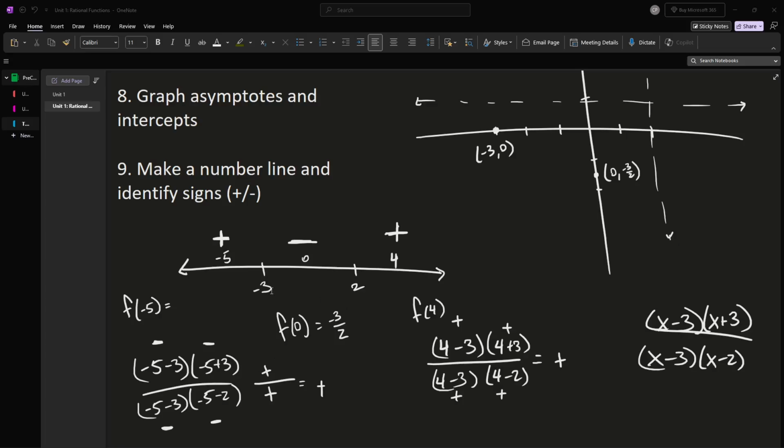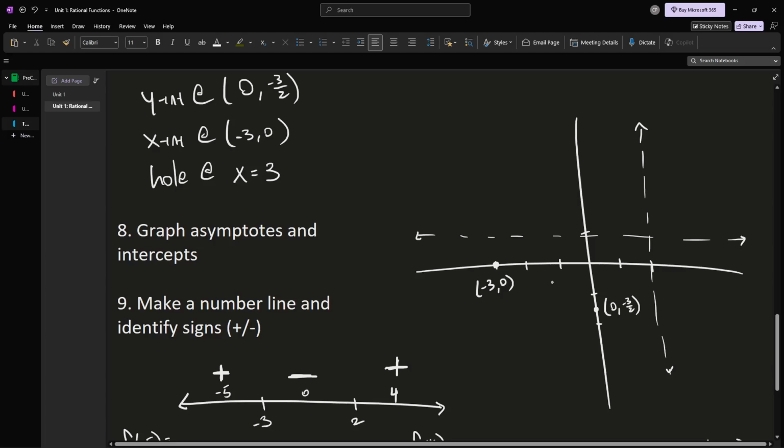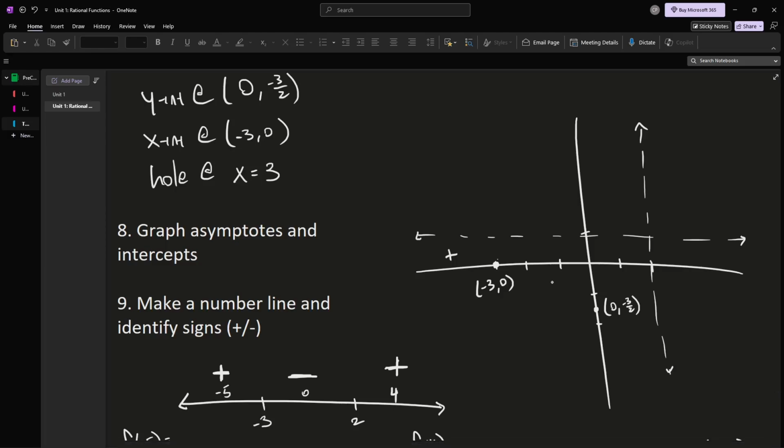Now, with my signs, I can plot on my graph, knowing that I must be positive in this section, positive here, negative in this entire section, and this entire section must be positive. I like to start from the points that I know. I must touch my x-intercept, and I must touch my y-intercept. So starting from negative 3, going to the left must be positive, and I must get close to my horizontal asymptote. So I'm just going to get close to it and flatten it out. That is the start of my graph.